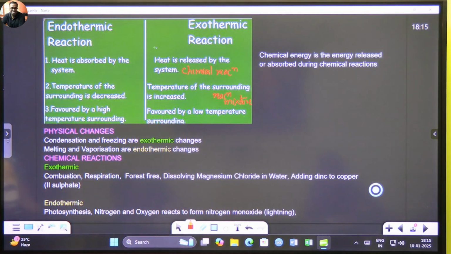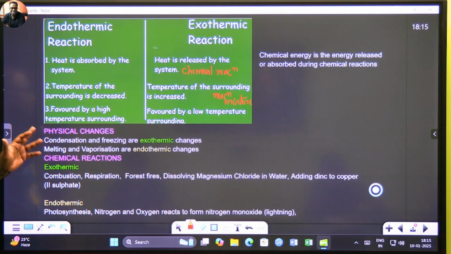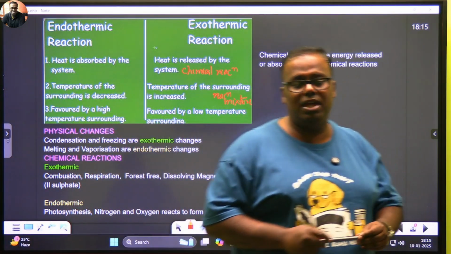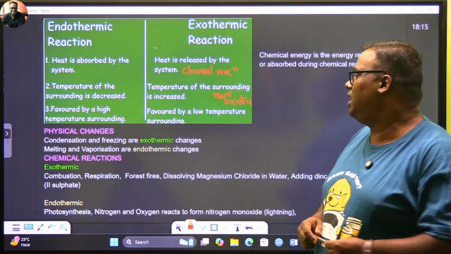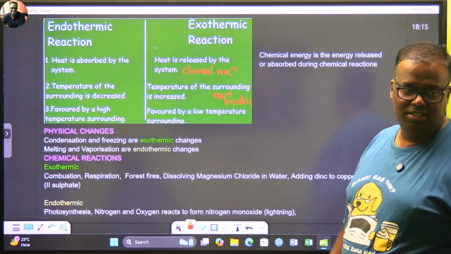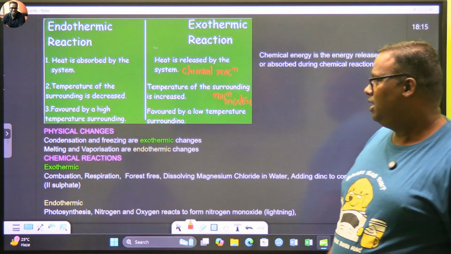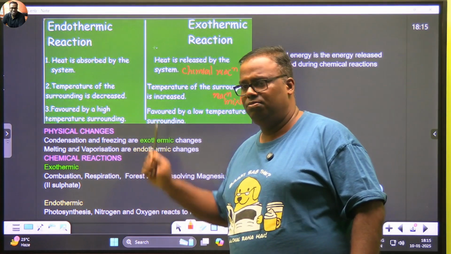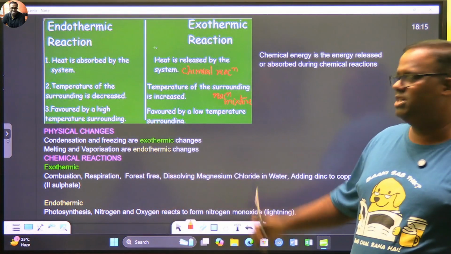Okay. Some examples they may ask you. Make a note of it. Condensation and freezing are exothermic changes. These are, sorry, physical changes I'm saying. Very rarely, somebody may ask you to give some examples of endothermic and exothermic physical changes. Physical: endo, melting and vaporization. Exo, freezing and condensation. This we already know.